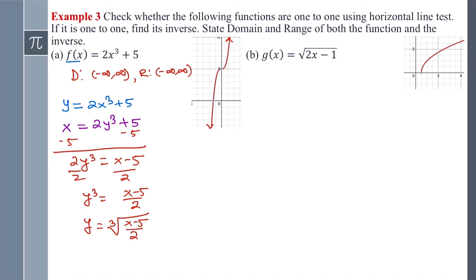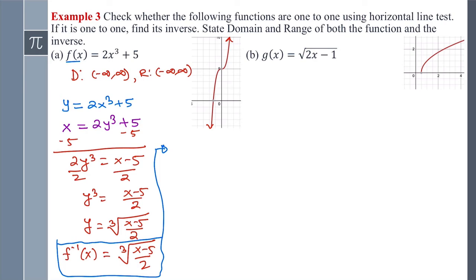And the final step, we write the notation for the inverse function, which is f inverse x equals cube root of x minus 5 over 2. So this is the inverse of the given function. Now we have to find the domain and range for this inverse.